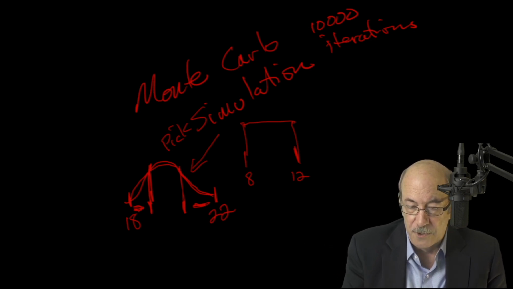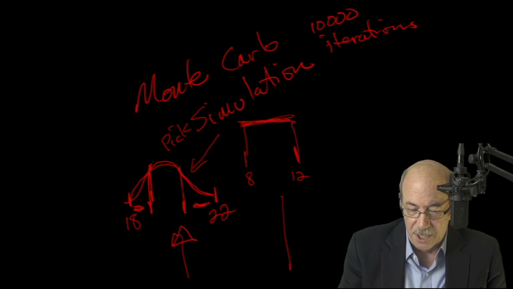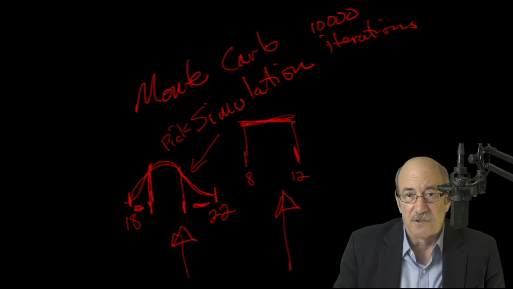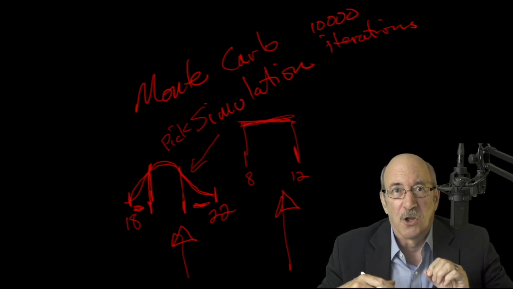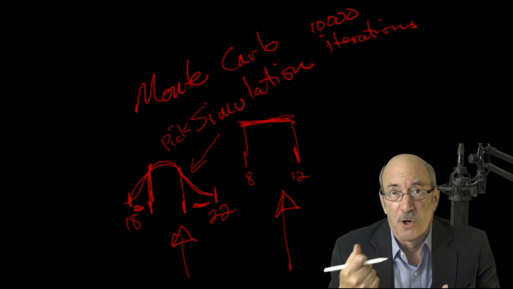Here, it's equally likely across 8 to 12. But I'm going to pick one number out of this distribution. I'm going to pick another number at random out of this distribution. Then I'm going to plug those into my spreadsheet. I'm going to look at what the NPV is, and I'm going to record that.